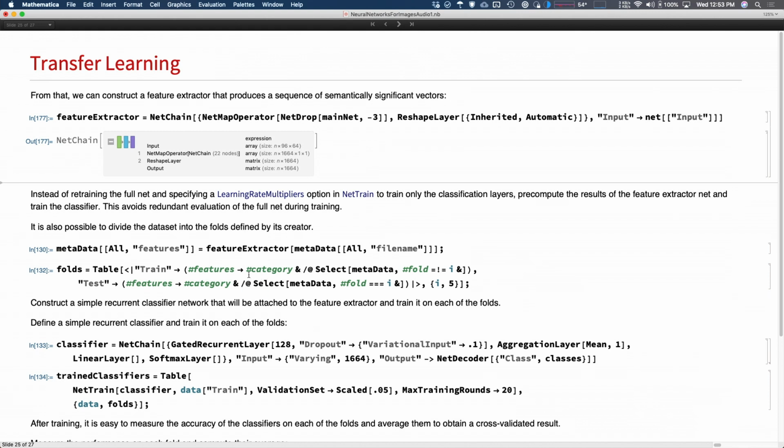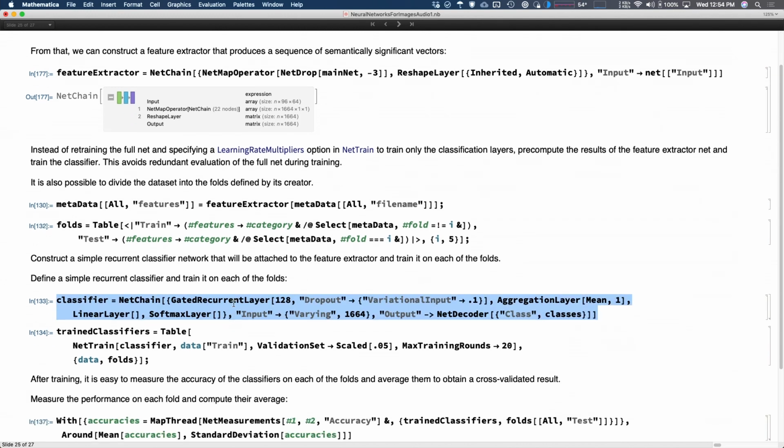Instead, there are two options to do this. One would be creating a new network by joining some classification layers onto this feature extraction net, and then specifying the learning rate multipliers option in NetTrain to train only the last layers. But for efficiency reasons, we could easily pre-compute all of the features and then just define a simple classifier, which is done here. You can see it's a simple recurrent layer. Again, we are aggregating the time dimension and then classifying that result.